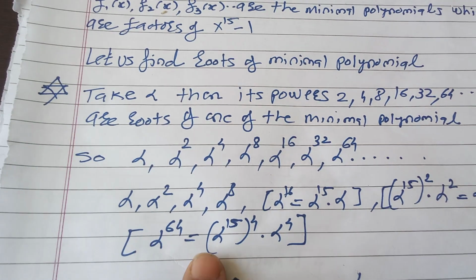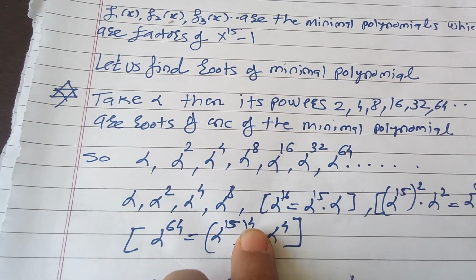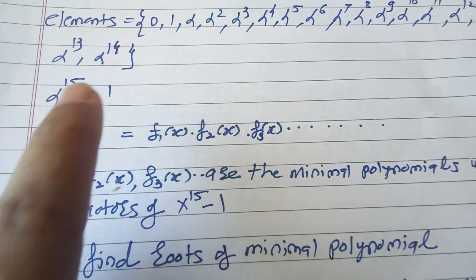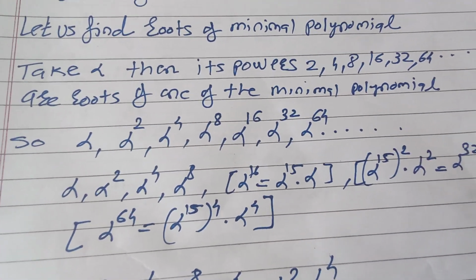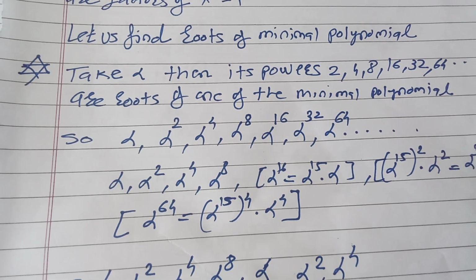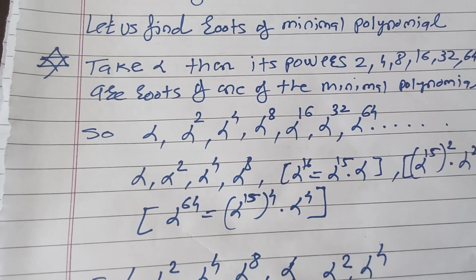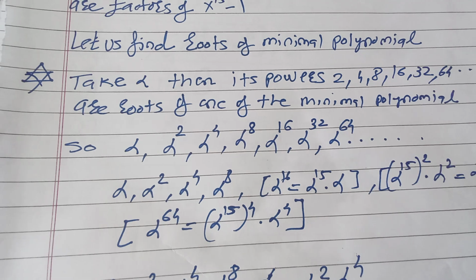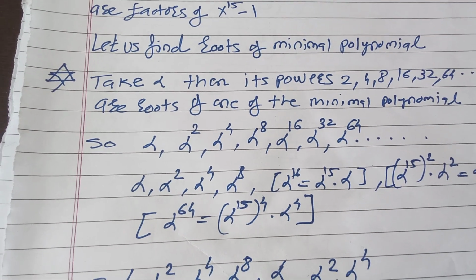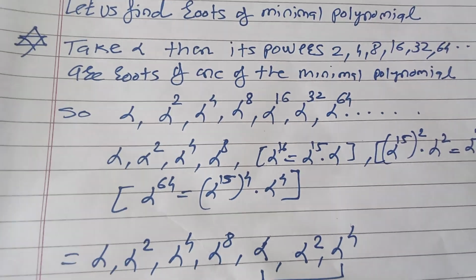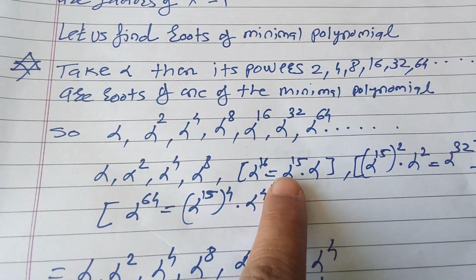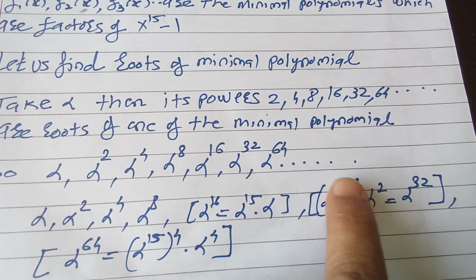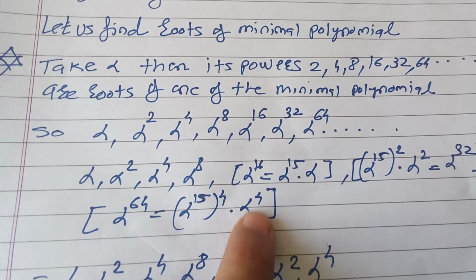Alpha raised to 64 is alpha raised to 15 raised to 4, 15 4s are 60, and alpha raised to 4. Why alpha raised to 15? Because alpha raised to 15 is equal to 1. That is needed because the Galois field follows a mod operation. So for doing that we are expressing it in terms of alpha raised to 15 and other powers. So alpha raised to 16 is equal to alpha raised to 15 which is 1, into alpha. Alpha raised to 32 is alpha square because this is 1. Alpha raised to 64 is alpha raised to 4.